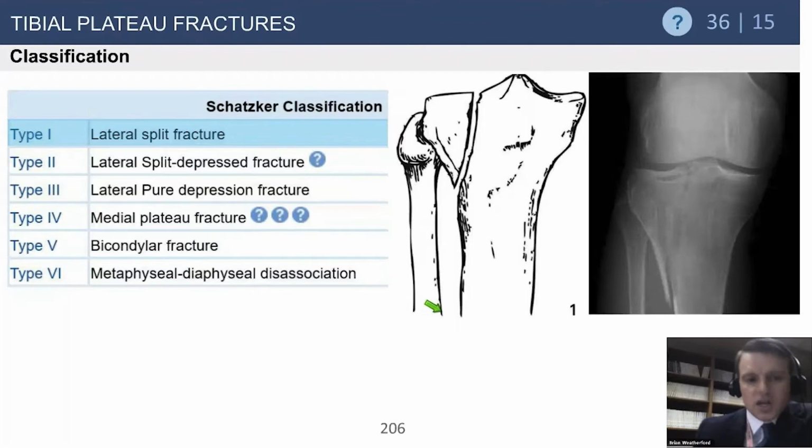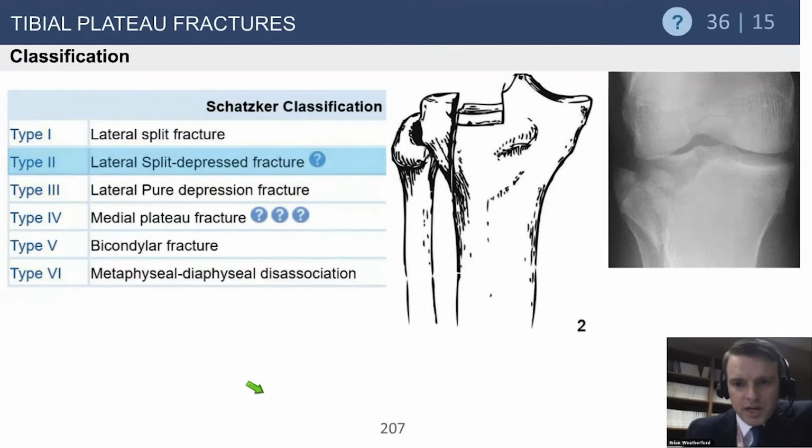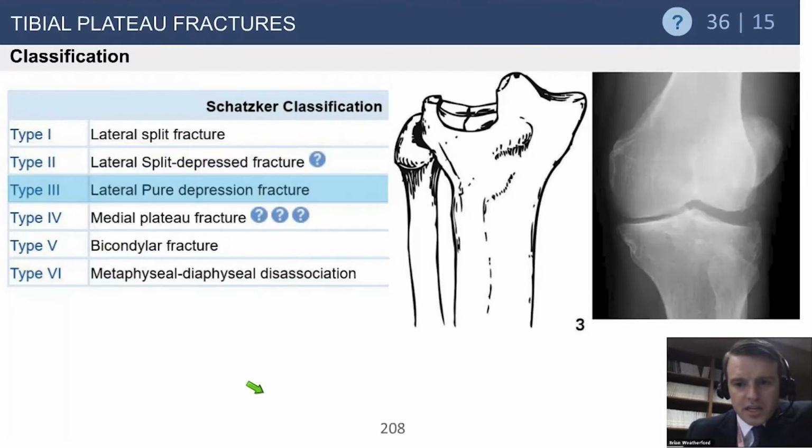So this is the most commonly used classification. This is the Schatzker classification. Type 1 is a pure lateral split fracture. There's no joint depression. It's actually a pretty rare injury. And if you're being picky, you could say there's probably a little bit of joint depression that you can see here, even on this injury film. A type 2 fracture, which is the most commonly seen, is a lateral split depression. And those will commonly have a lateral meniscal disruption, especially if there is significant joint depression.